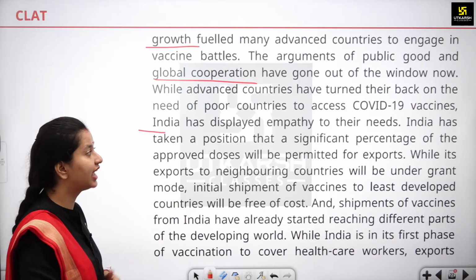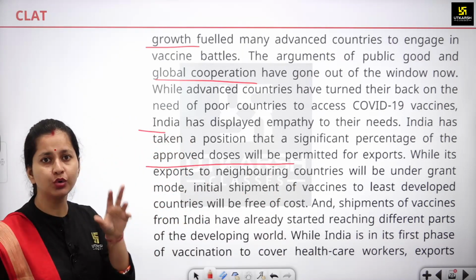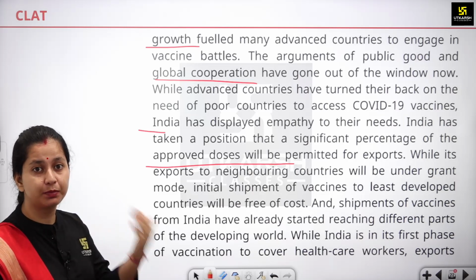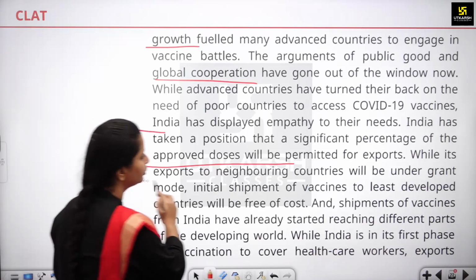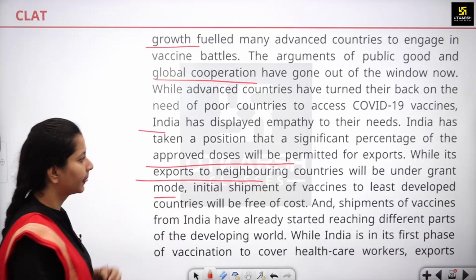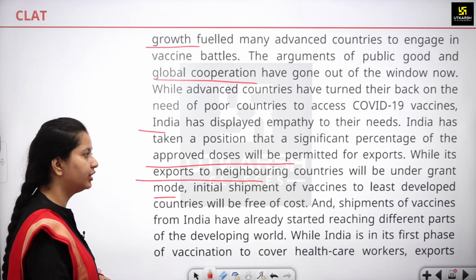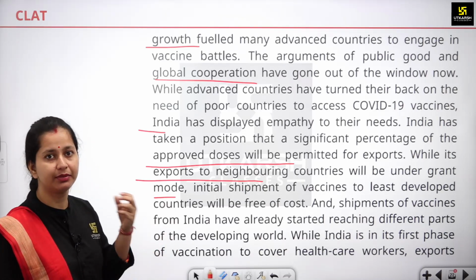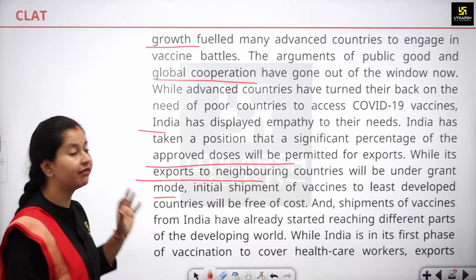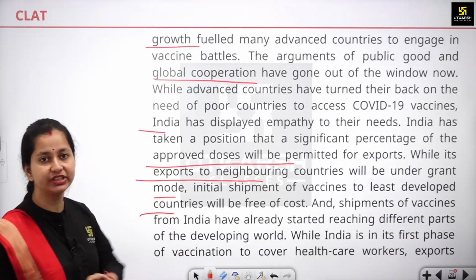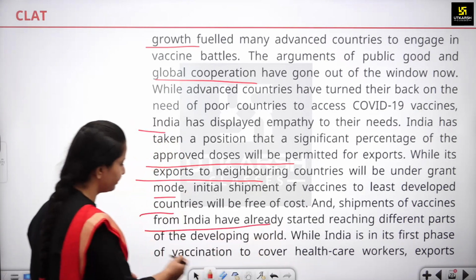India has taken a position that a significant percentage of approved doses will be permitted for exports. Those vaccines which are approved would be exported. A significant percent of those doses would be exported to other countries, while export to neighboring countries will be taken under grant mode. Under grant mode, initial shipments of vaccine to least developed countries will be free of cost. So to the neighboring countries, there will be a grant, but the vaccines to the least developed countries would be free of cost, meaning no charges were taken by India. And shipments of vaccine from India have already started reaching different parts of the developing world.